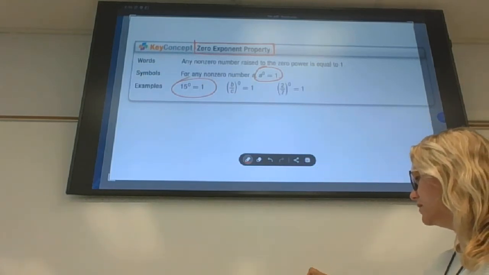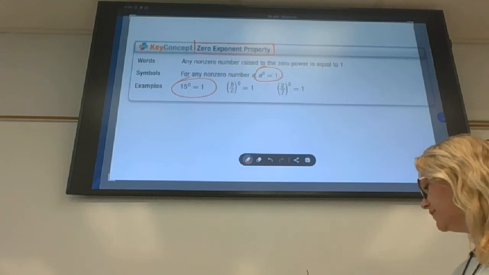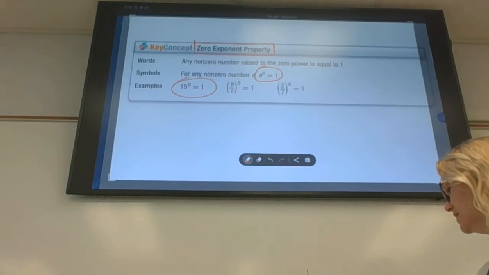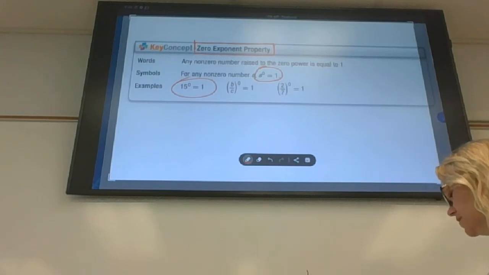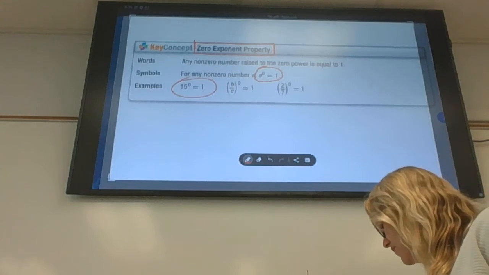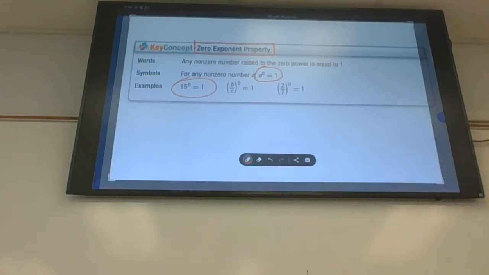Okay, so you guys know what 5 to the first power is, right? 5. What's 5 squared? Because it's 5 times 5. What's 5 to the third power? 125, because 25 times 5. Anybody know 5 to the fourth? 625. Yeah, this is 5 times 5 times 5 times 5.